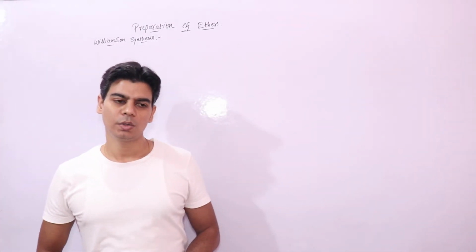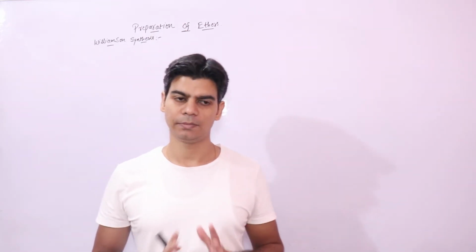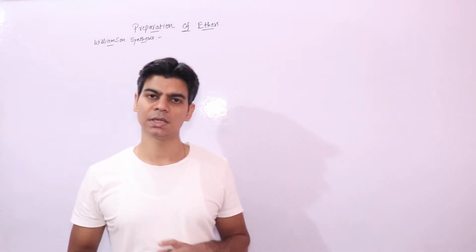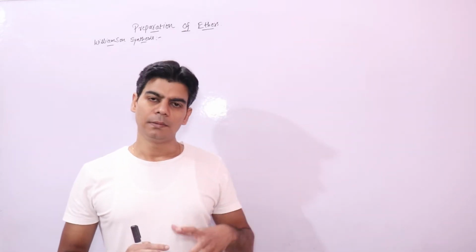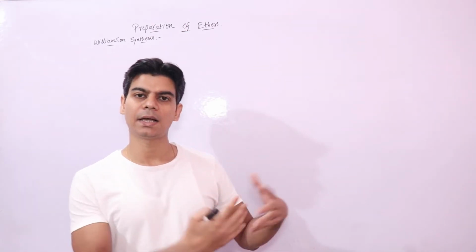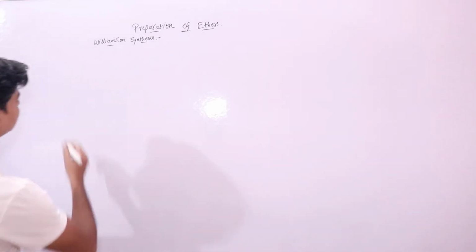Now in this lecture we will look at one of the most important methods for the preparation of ethers, which is Williamson synthesis. In Williamson synthesis we treat sodium alkoxide with alkyl halide to get ethers. Let's look at the reaction.